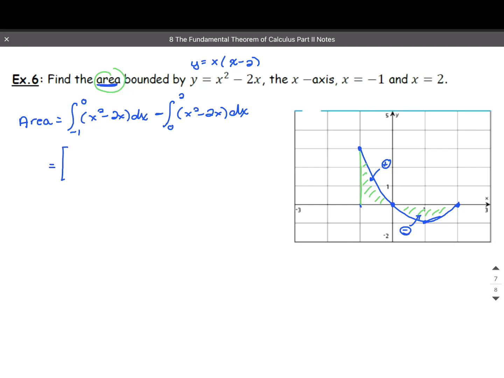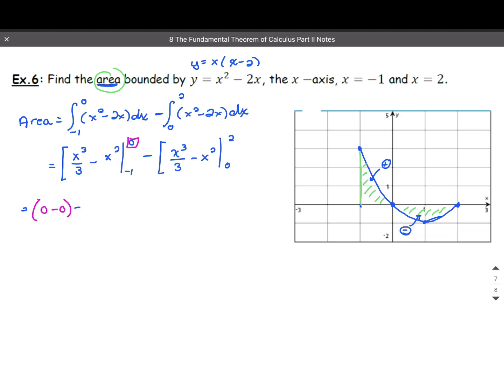And I'm going to put brackets here. Now the antiderivative of x squared is x cubed over 3 minus the antiderivative of 2x, which is x squared. And we're going to evaluate this from negative 1 to 0. Minus, now notice in this next integral, the antiderivative is exactly the same, but our limits are now from 0 to 2. Okay, so we're going to substitute 0 into this first part. So we're going to have 0 minus 0. That's easy.